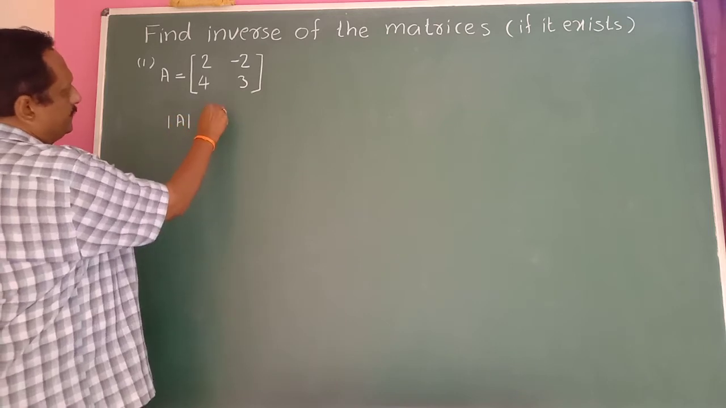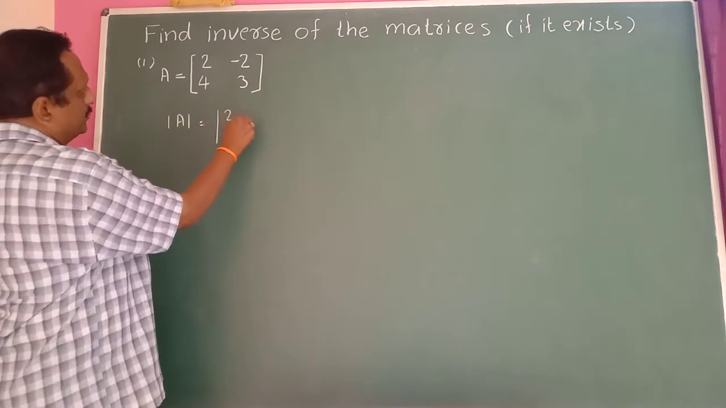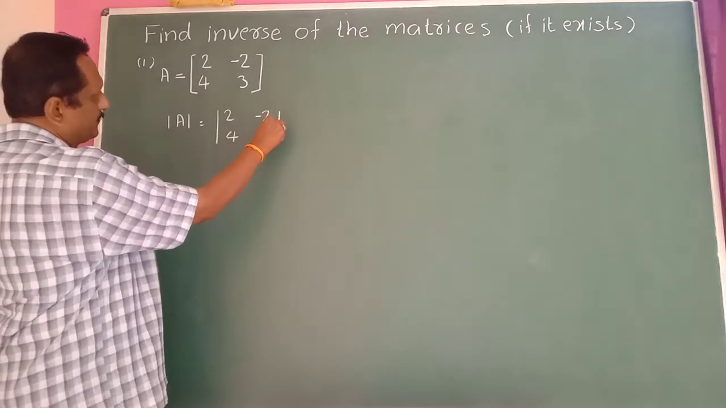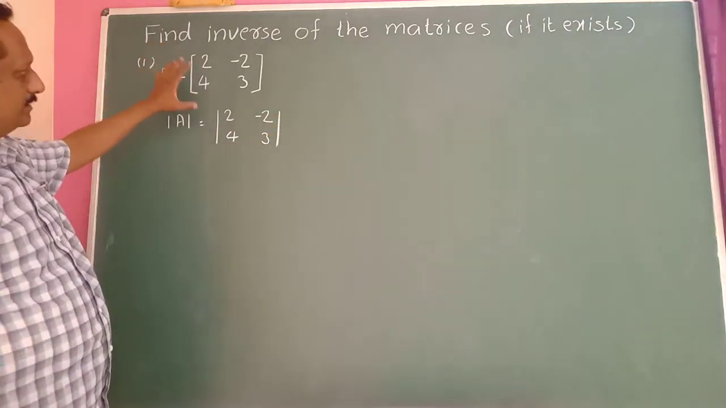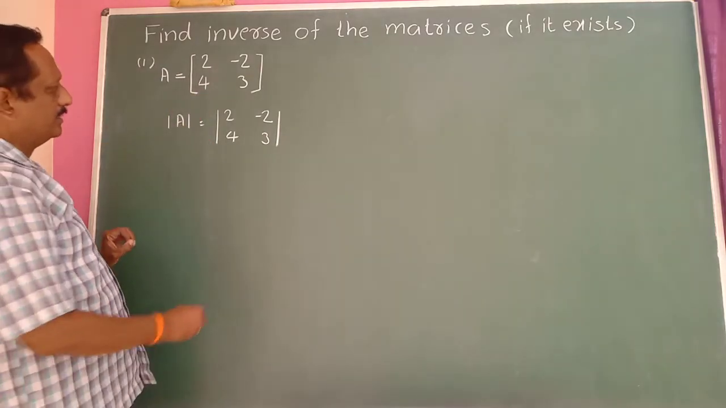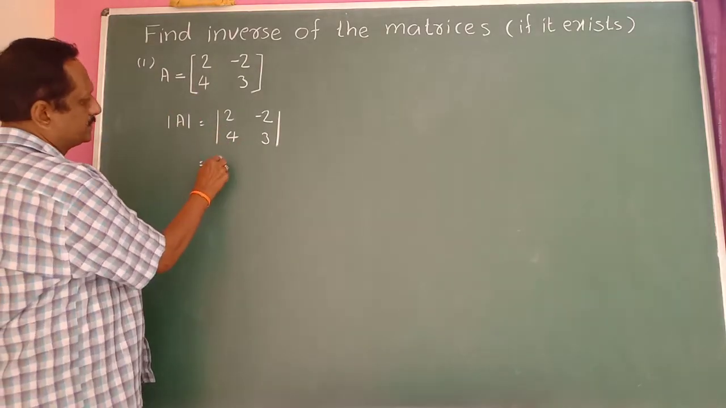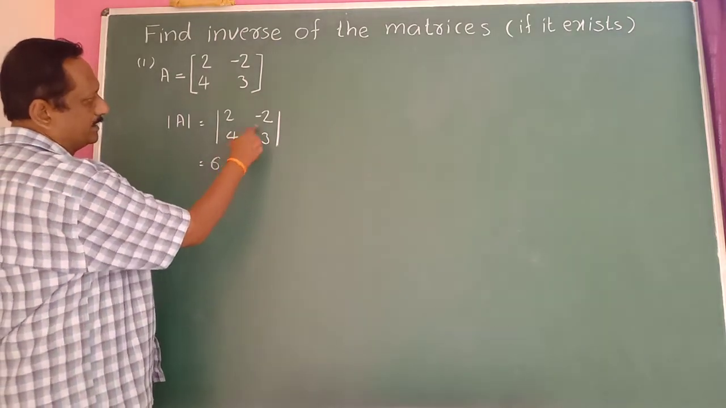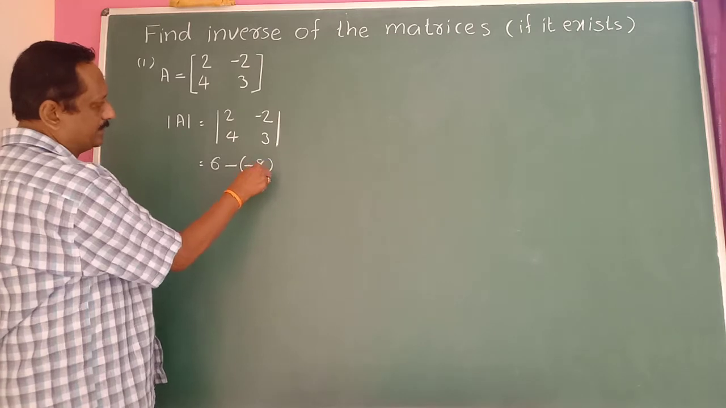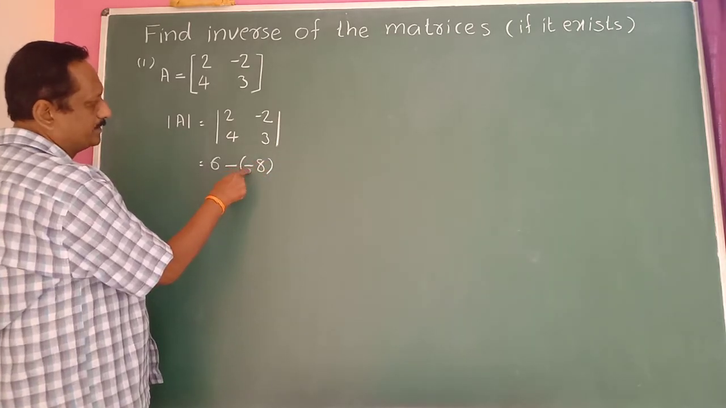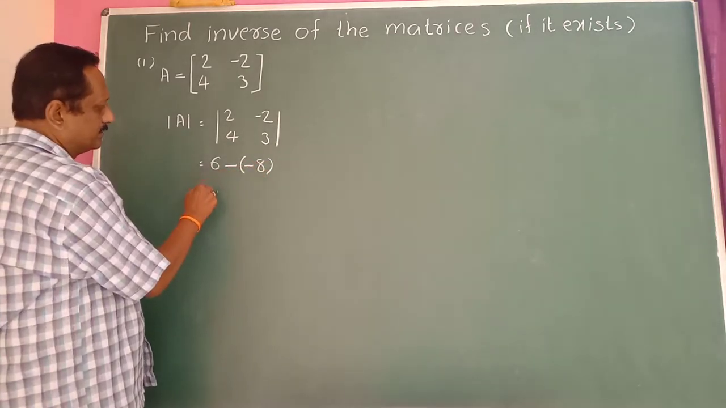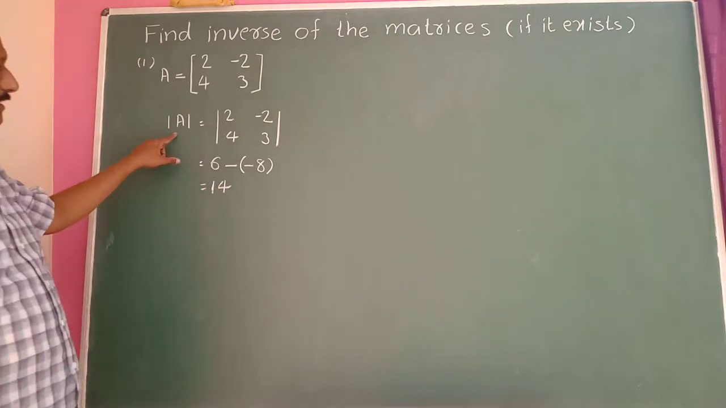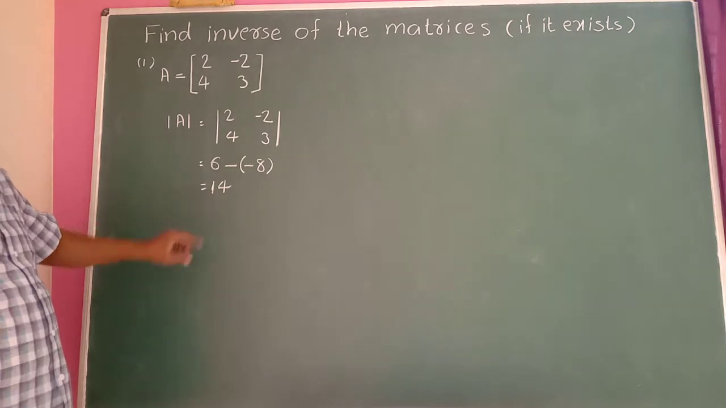So the determinant of A is equal to the determinant of 2, minus 2, 4, 3. Okay, this is a matrix and this is a determinant. Expand it. 2 3s are 6, minus, 4 2s are 8, so minus of 8. Minus into minus becomes plus. 8 plus 6 gives 14. So the determinant of A is equal to 14.